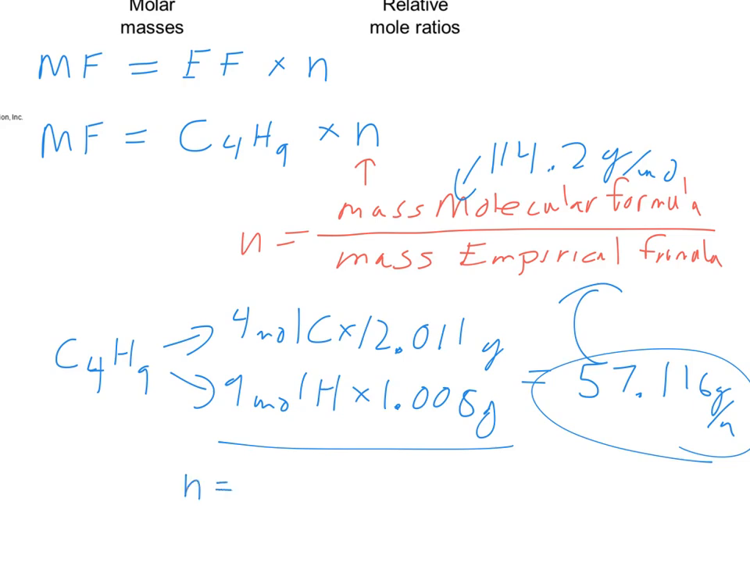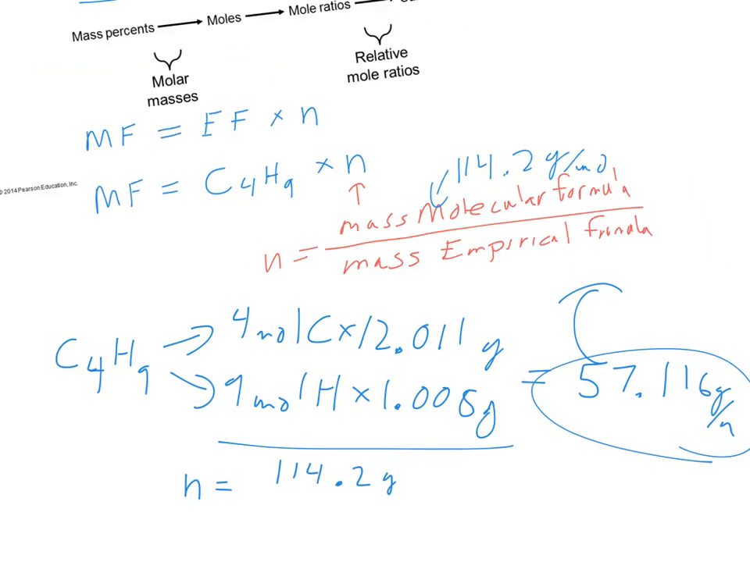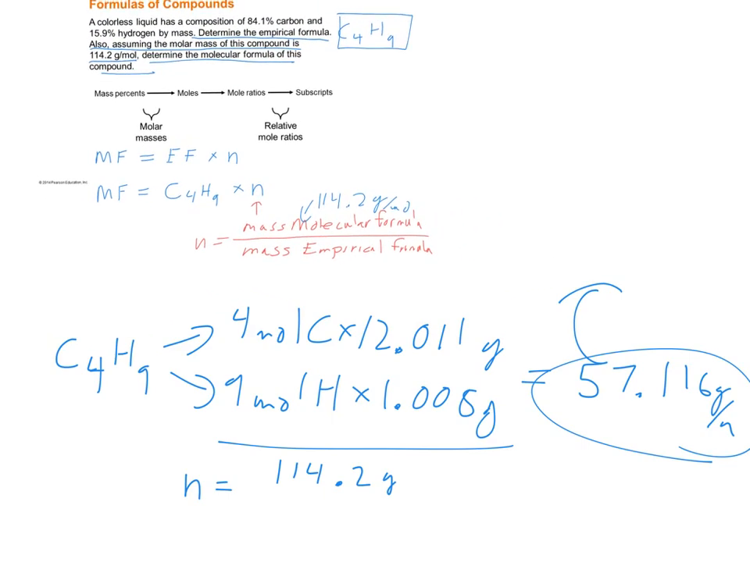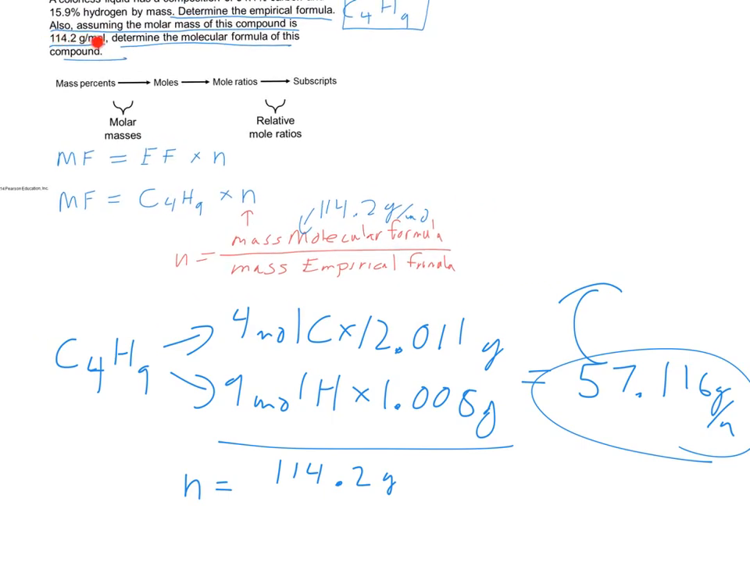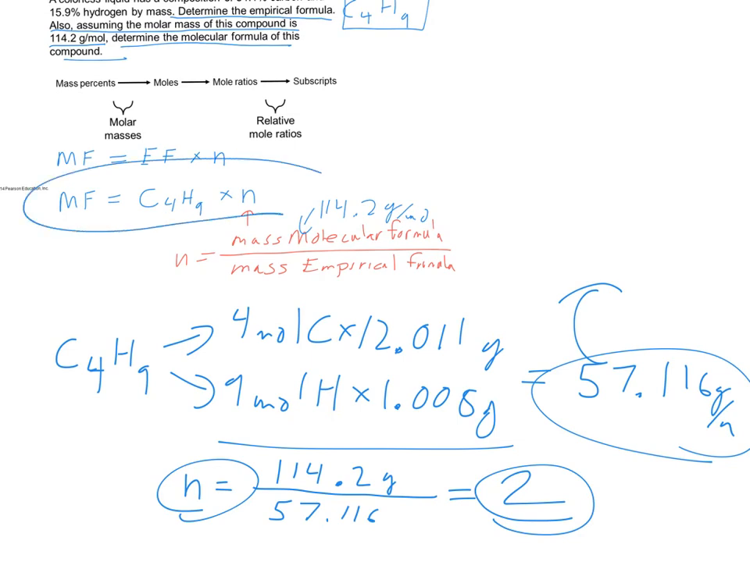So n would be 114.2 grams. Where did that 114.2 grams come from? It came from an experimentally determined quantity in the lab, right? 114.2 grams, there in the problem, divided by the empirical mass that we calculated, 57.116. And we divide 57.116 into 114, and we wind up with 2. So our multiplier is 2. So n equals 2. So we're going to multiply our subscripts here by 2.